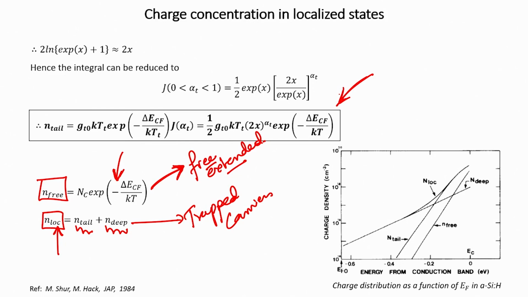So here is a nice picture. Here is the charge per unit volume versus energy. You can see that the free carrier concentration goes like this, okay, and the trapped carrier concentration is shown here, where this is all due to the deep states and that is all due to the tail states. So it is quite important to note that at thermal equilibrium it could so happen that the trapped carrier concentration is much larger than the free carrier concentration.